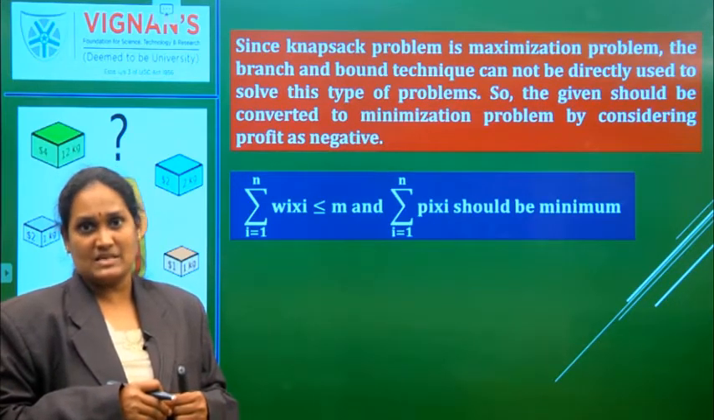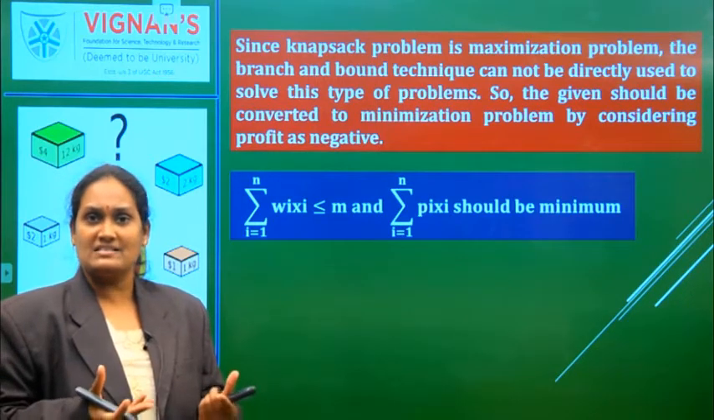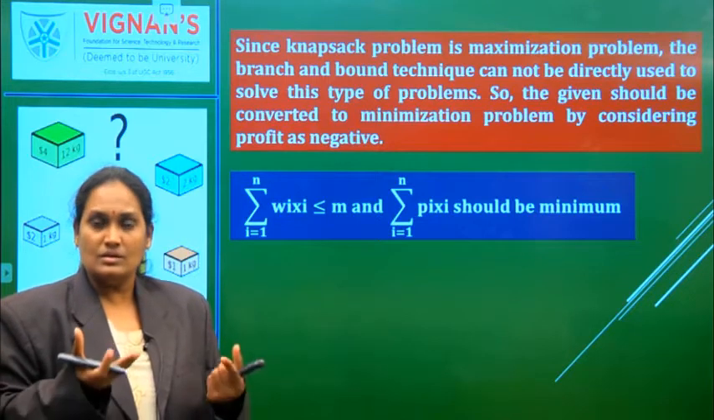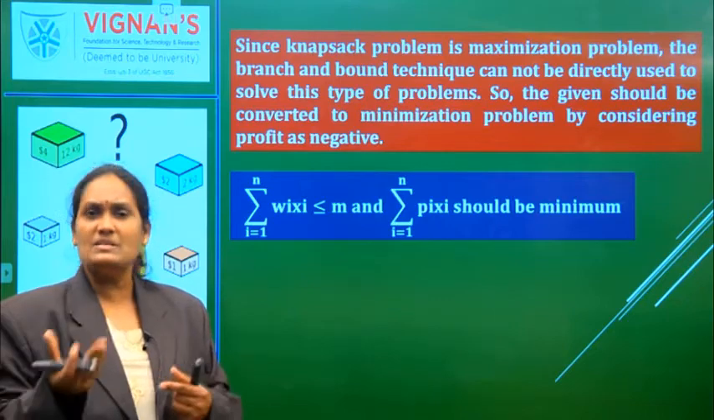How to convert a maximization problem into a minimization problem? By taking the profits as negative. What becomes maximum? Profit becomes maximum. So if I take its value as negative, it becomes a minimization problem.